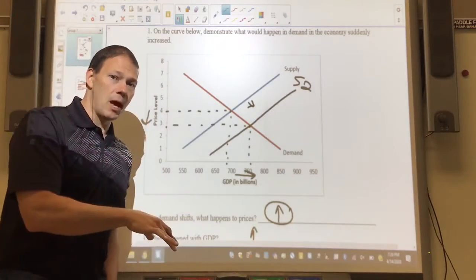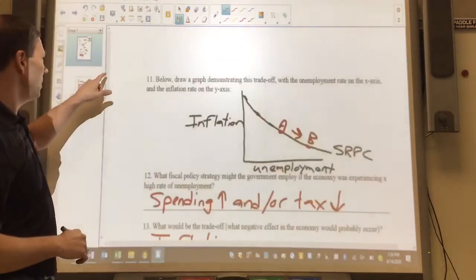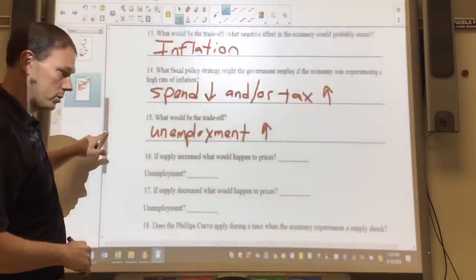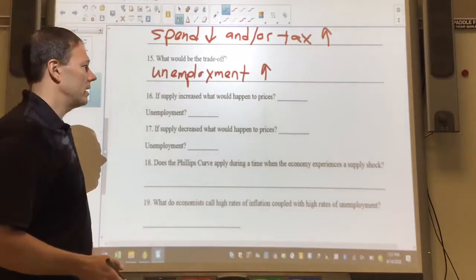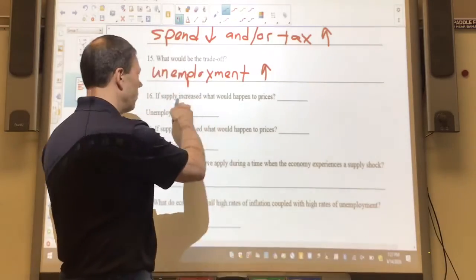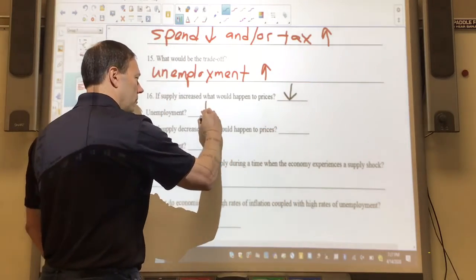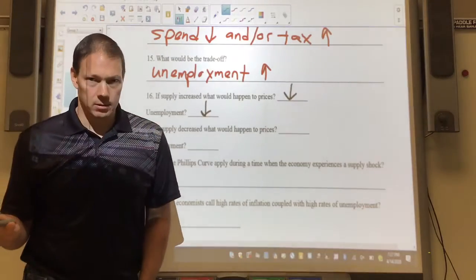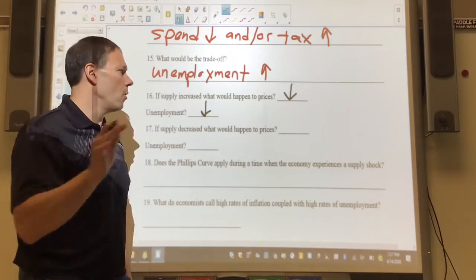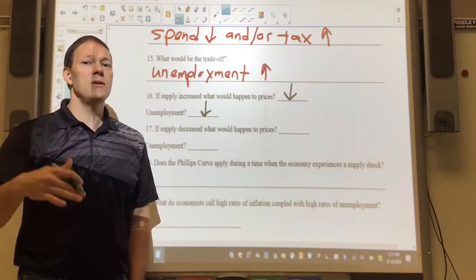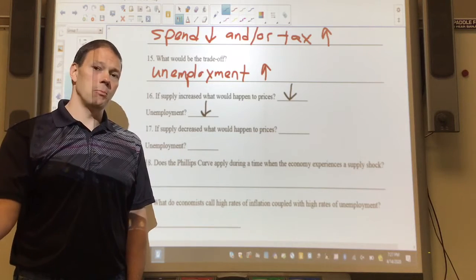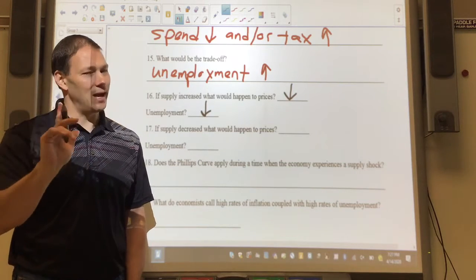And again, following the logic we said a moment ago, if GDP goes up, we need more workers because we're making more things. And that's going to make unemployment go down. So when supply increases, prices come down, and unemployment goes down. Wait a minute. You're saying, Mr. S, I thought we just learned that there's an inverse relationship between inflation and unemployment. One goes up, the other one goes down.